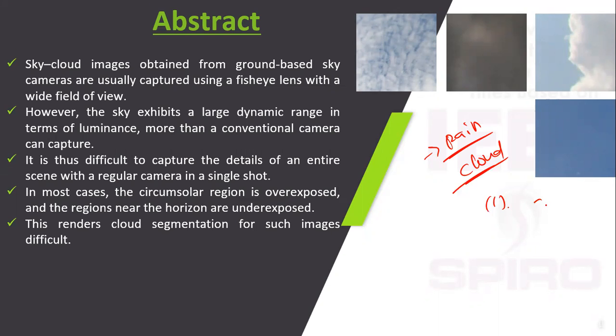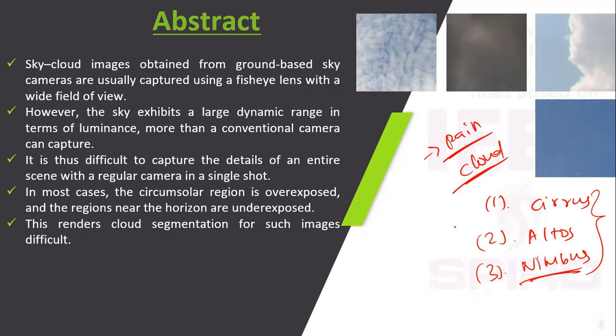These are the different types of clouds. One is cirrus, another one is altos, and the third one is nimbus. These clouds will be arranged based on height and rain. First of all, on the right side the images will be there. This is the cirrus image. This is above 2000 meters from the earth.